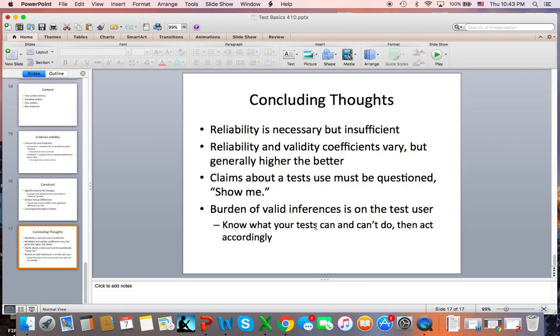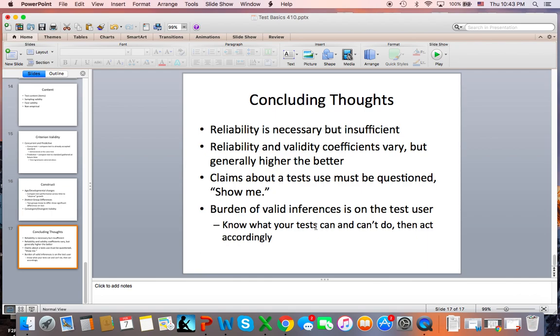Make them prove it. If you have a test publisher that comes to your district and wants to sell you an assessment, or you've got teaching and learning folks that tell you you have to use this assessment because it does this, they're the ones making that claim. So they're the ones that have to substantiate the evidence for that claim.